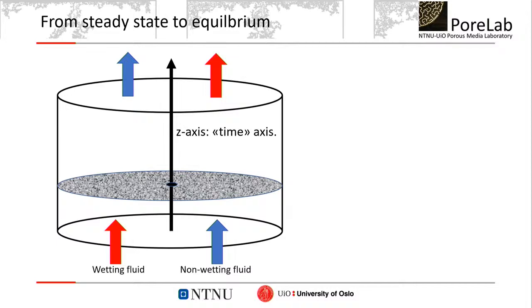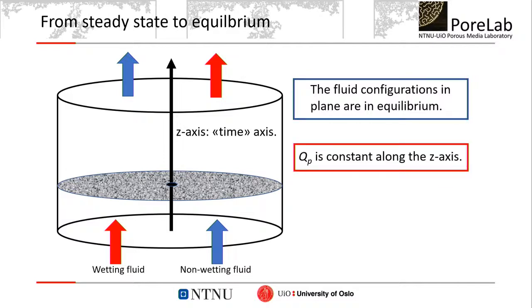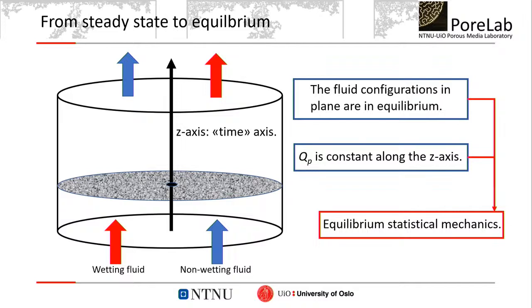So here's a porous sample. Here's a time axis, that's the z-axis, that's the flow direction. I have 2 liquids here, and they are then mixed inside here, and I make a cut like this. The fluid configurations in the plane are in equilibrium in the sense that I won't be able to see which comes forwards. And also in this sample, look, the total flow rate is constant. It's a constant motion along the time axis. This is just like an internal energy in a closed system. All of this gives us an equilibrium statistical mechanics.